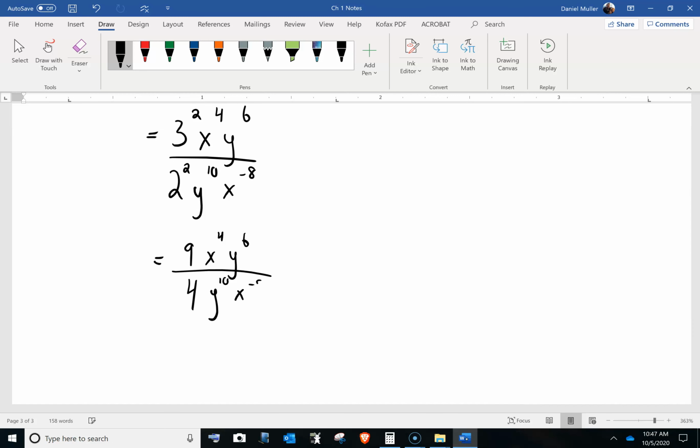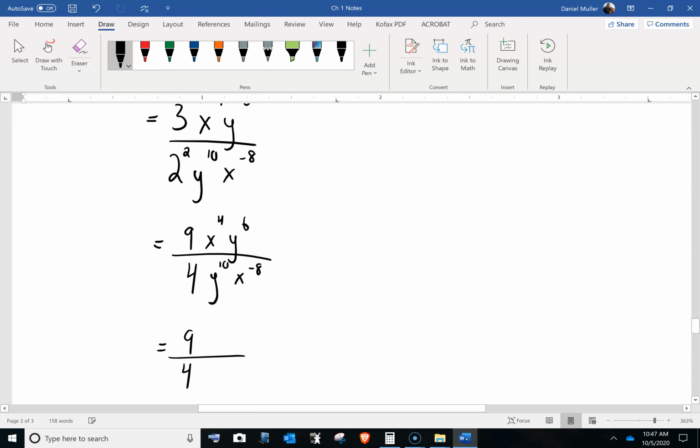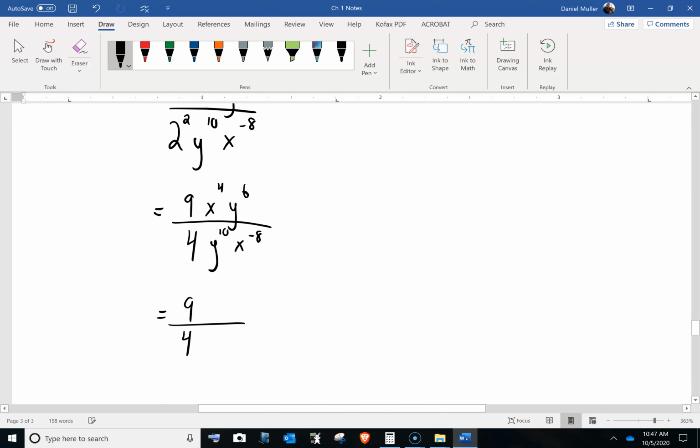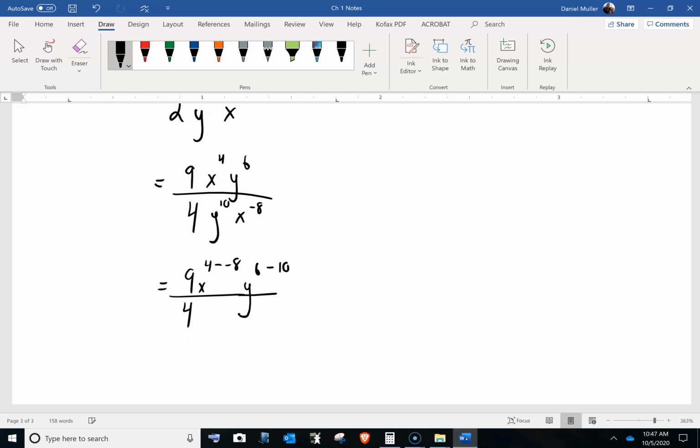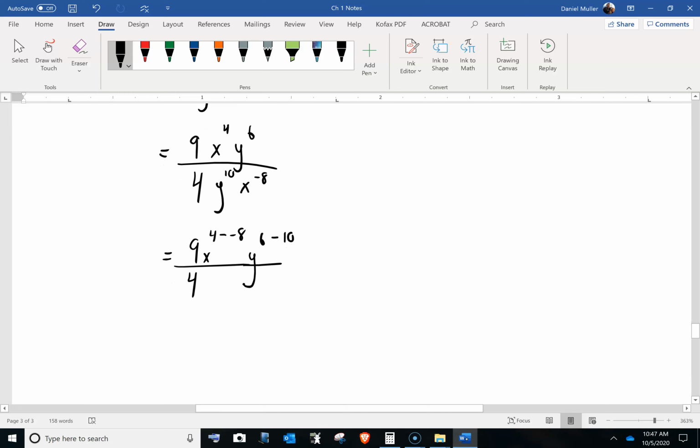Y to the 10, x to the negative 8. So my step there was just finding out the 9 and the 4. And then when I'm dividing, I have to subtract. So I've got x to the 4 minus what's on the bottom here, which is a minus 8. And then I also have a y to the 6 minus 10. And notice I did write those on top, because once you subtract, they always get written up top, and then we can move things to the bottom if they're negative.